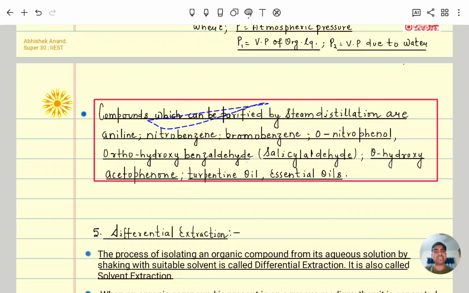Compounds which can be separated by steam distillation are aniline, nitrobenzene, bromobenzene, orthonitrophenol, orthohydroxybenzaldehyde, meaning salicylaldehyde, and orthohydroxyacetophenol. Orthohydroxyacetophenol means benzene having an acetyl group along with an OH group at the ortho position. Also turpentine oil and essential oils.